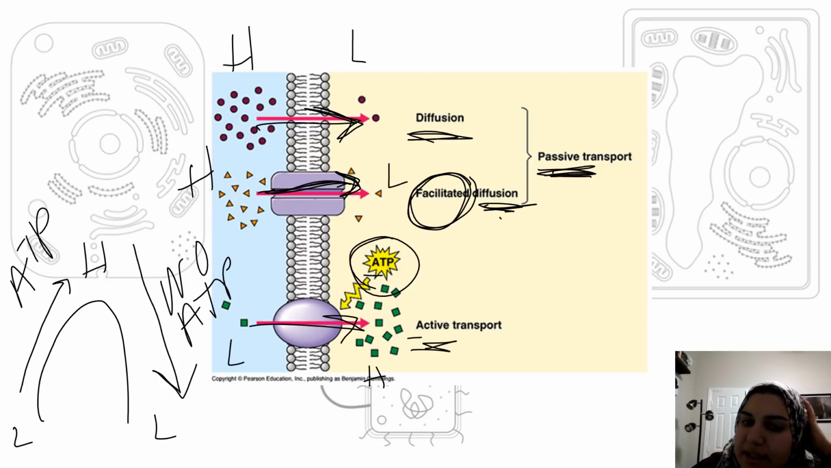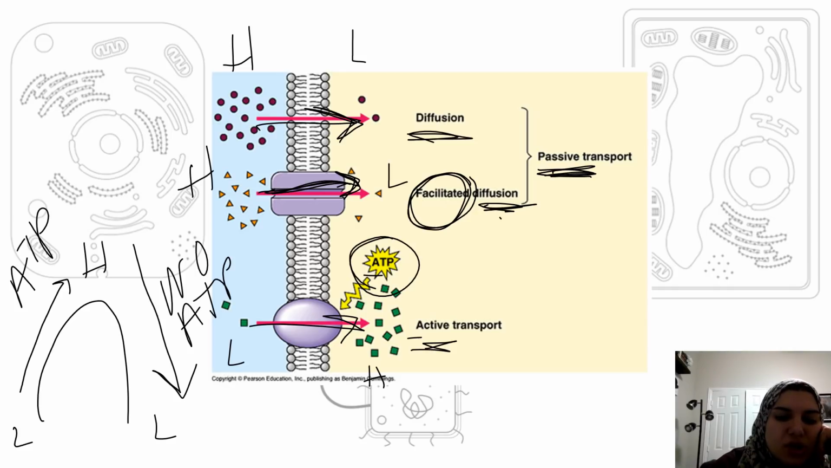Why would I need facilitated diffusion? If I'm moving something that's kind of chunky and large, but it's still going from high to low. I would also need a facilitation protein when I'm moving things in a quick manner and I need to get them across the membrane and they're larger or they're charged. You'll talk about charged particles in chemistry. I'm not going to worry about that too much with you guys.